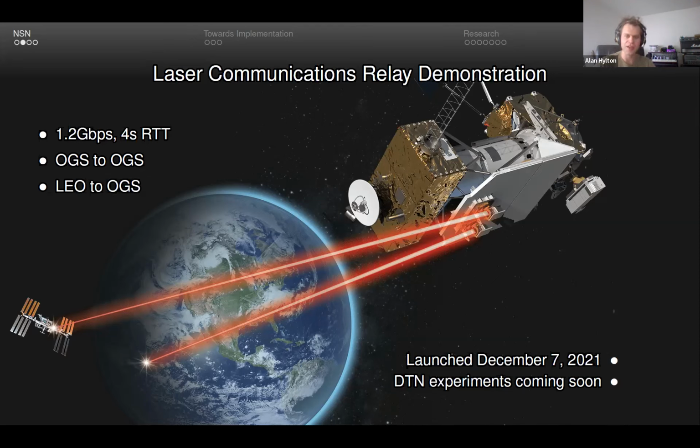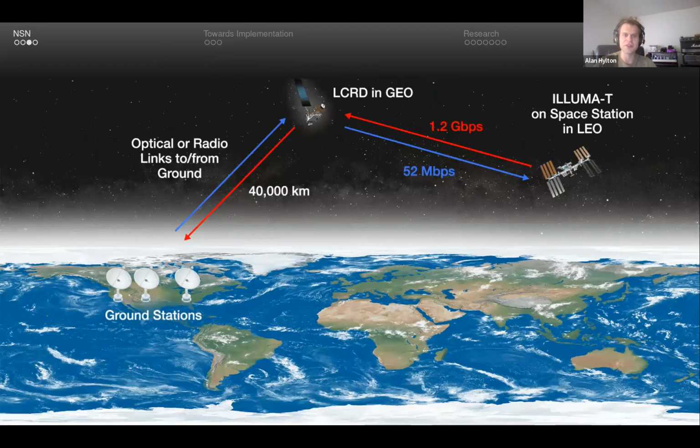I'll talk a little bit about that, but I'll move forward to Illuma-T, which will complement LCRD. So if we have these optical ground stations on the ground, and of course this is not to scale, they're bigger than they look, they would go up to this optical satellite, LCRD in GEO, which could talk to Illuma-T, an optical terminal that will be bolted to the space station.